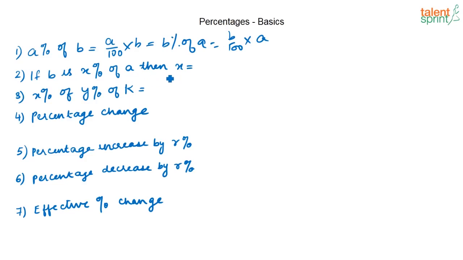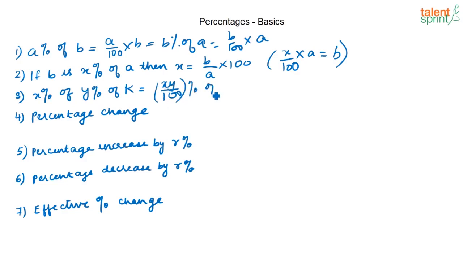Now if B is X percentage of A, then what is X? X is equal to B by A into 100, correct? How do we get this? If B is X percentage of A, X percentage of A means X by 100 into A is equal to B, or X is equal to B by A into 100. Similarly, the next one is X percentage of Y percentage of K is equal to what? X percentage of Y percentage of K is nothing but XY by 100 percentage of K.